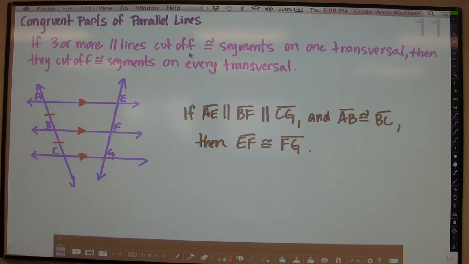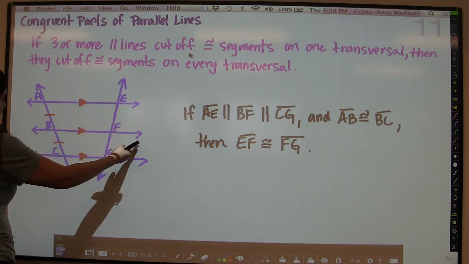So then we have one last corollary, and it is the congruent parts of parallel lines, unlike the previous one, which was proportional parts. Now we're talking about congruent parts. So it's a very similar theorem or corollary, but not the exact same thing. So this time it says, if 3 or more parallel lines cut off congruent segments, so this time they're not proportional segments, they're actually congruent segments, which they have marked here, on one transversal, then that means that it also cuts off congruent segments on the other transversal.